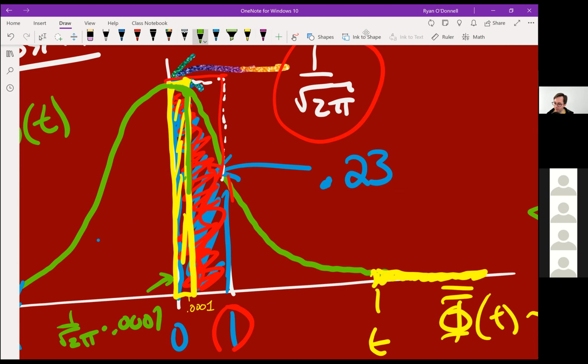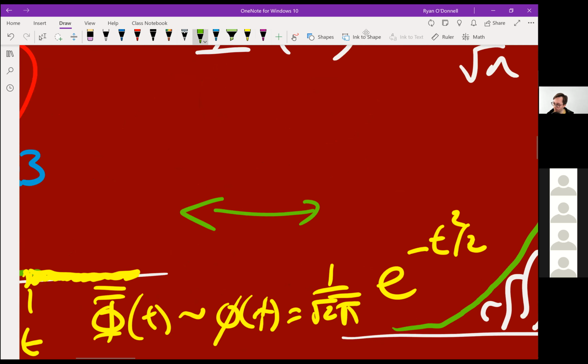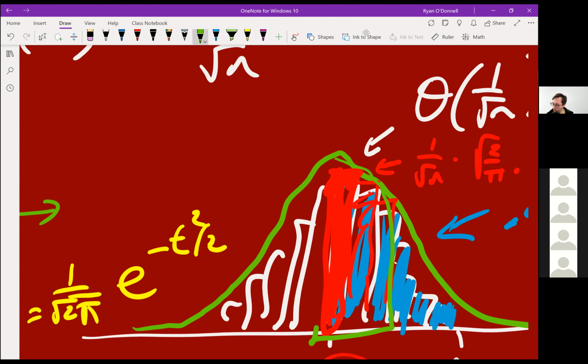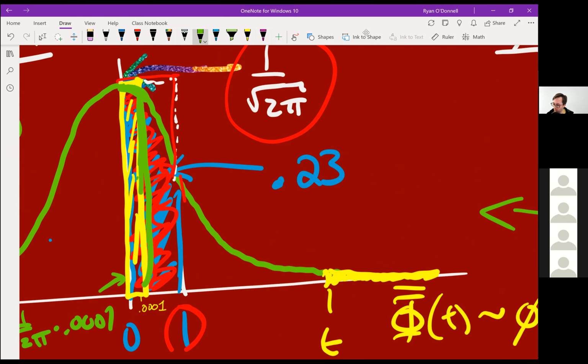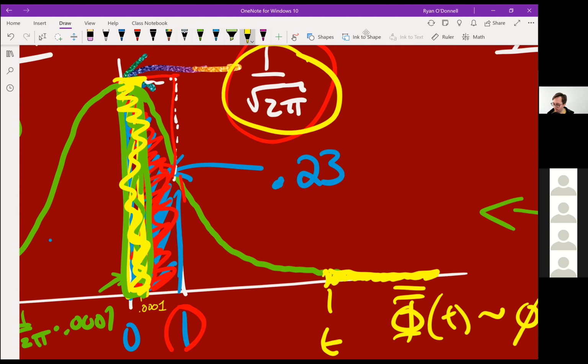So on one hand, Berry-Esseen will tell you that if you go to 0.001 standard deviations here, it's very close to the area under the green curve. But since 0.001 is so small, that's really close to the area of this yellow rectangle, which we know is exactly 1 over root 2 pi times this 0.001. So if we pursue that line of inquiry, we might need to make 0.001 even smaller.